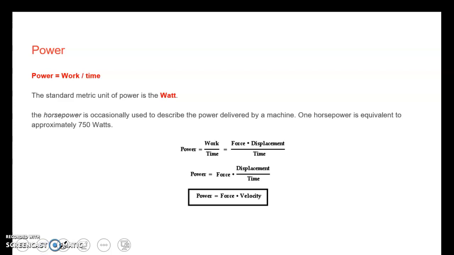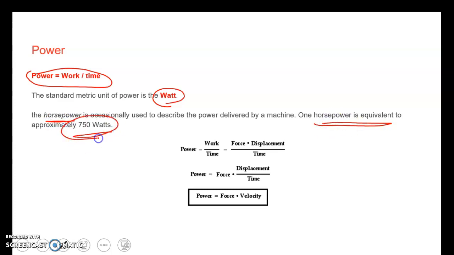And lastly, there's power. Power is how fast we do work. So it's work divided by time. We use the unit watt to describe power. And another term that comes up is horsepower. And really, 1 horsepower is equal to 750 watts.